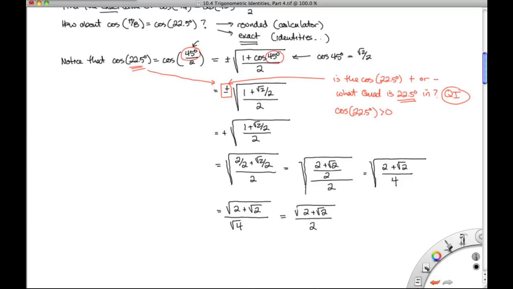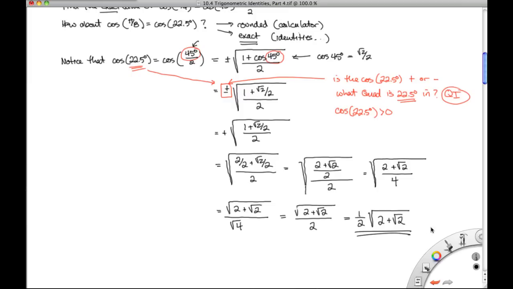And I would not be surprised if WebAssign wants you to write it as this: 1/2 times the square root of 2 plus the square root of 2. So I would not be surprised if that's the way that solution needs to be written.